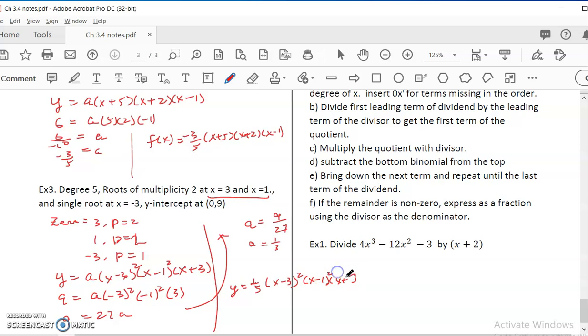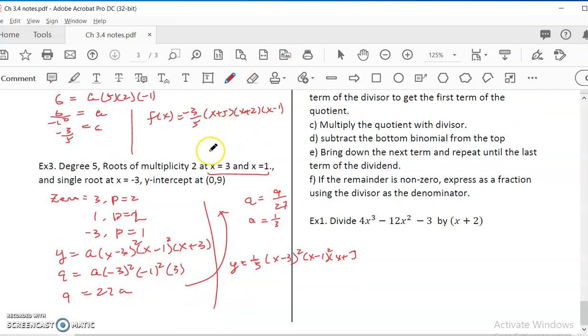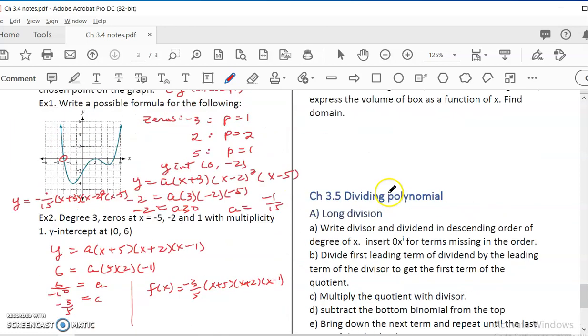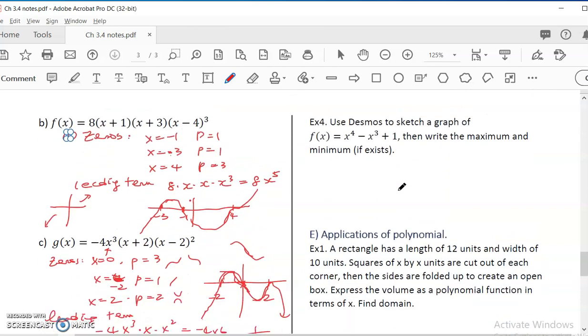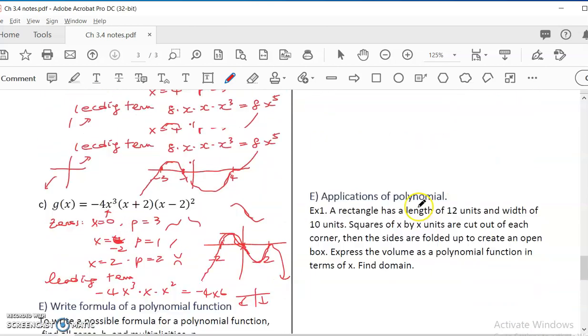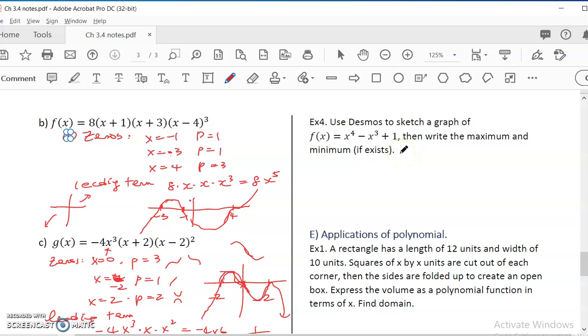Oh, this is also a square. So the zeros and multiplicity help you determine the exact polynomial function. You don't need to multiply them out. You can just write them in factored form. Okay. The last two things are about how to graph it.